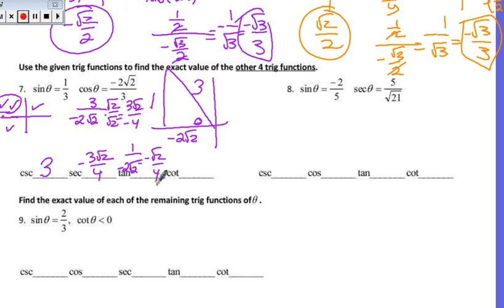Cotangent would be the reciprocal. And again, when I said when you take the reciprocal, if you rationalize, take a step back. So when you flip it upside down, that radical winds up on top. So negative 2 root 2. All right, let's look at the next problem.